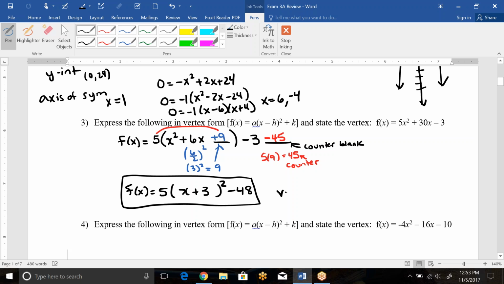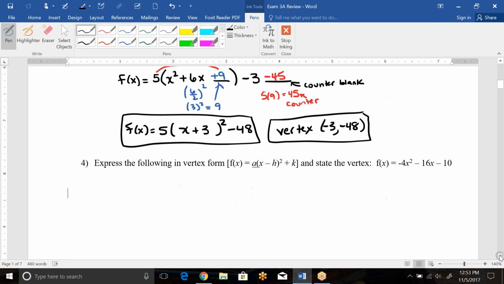And then I want to list the actual vertex. The vertex is always the opposite value of the inside part, because this is negative h, but we actually say h when we report it as the vertex. So that would be negative 3, and exactly what we see for k, so negative 48. So there's my vertex. So let's do number 4.